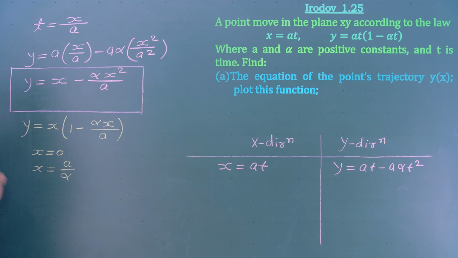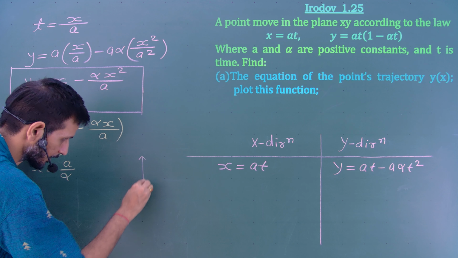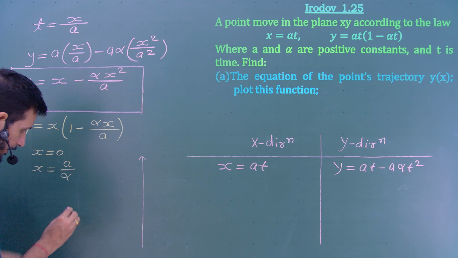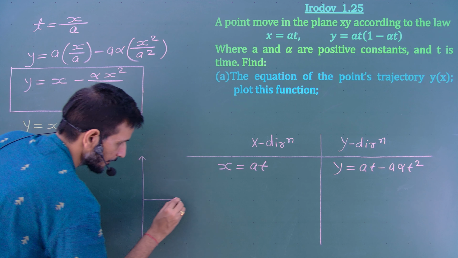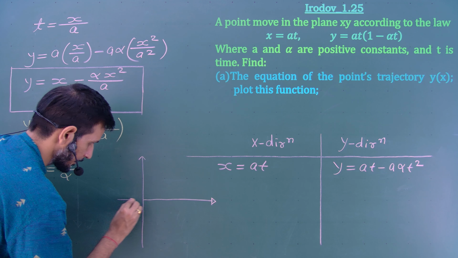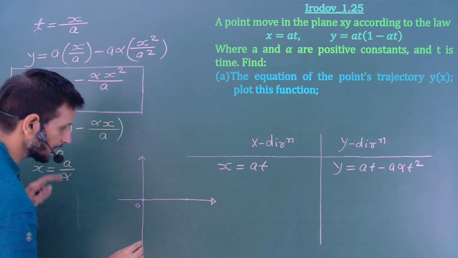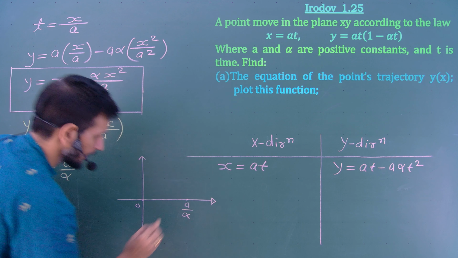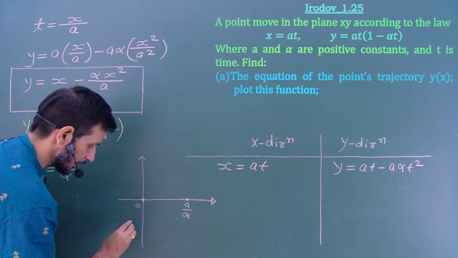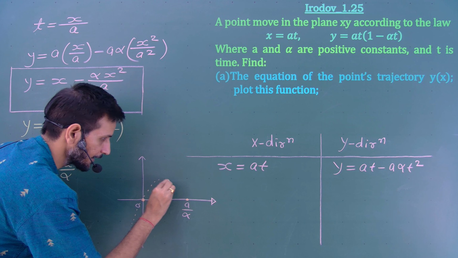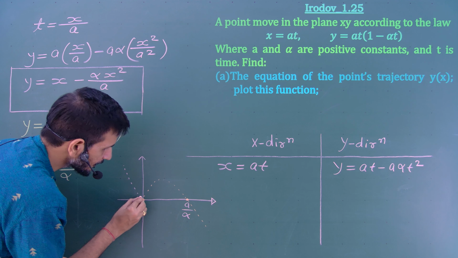Both are positive numbers. So when I plot the graph of this equation, it must be a parabola that passes through these 2 points. As the coefficient of x square is negative, it must be an inverted parabola. So this is x equal to 0 and this is x equal to a by alpha. From these 2 points, there are 2 possible parabolas: one which is like this, an inverted parabola, and a second like this, an upward parabola.